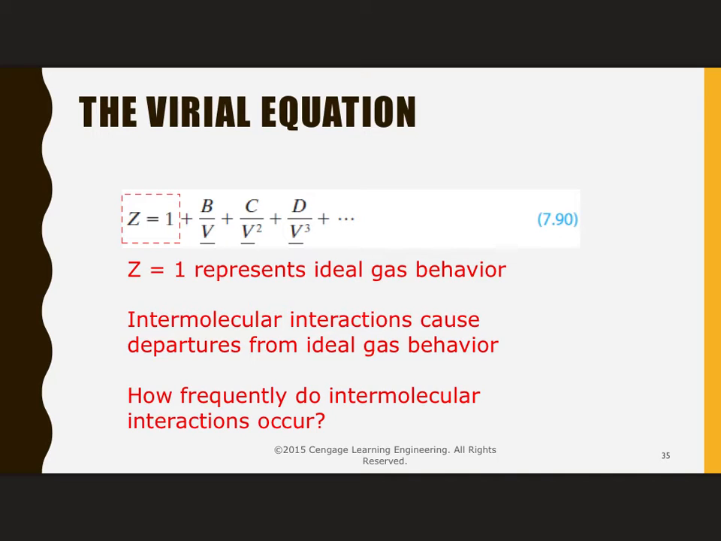Remember our assumptions for an ideal gas. The molecule's small, it's round, and it doesn't ever encounter another molecule. So when they actually do interact, what is going to happen? How frequently are these things going to interact? That's going to determine the coefficients B, C, D, etc.